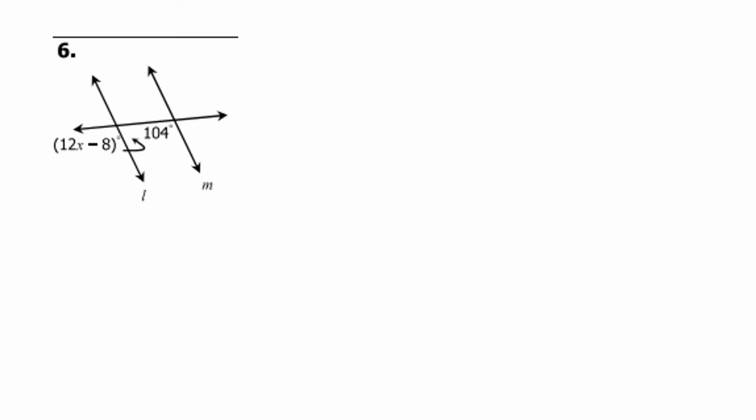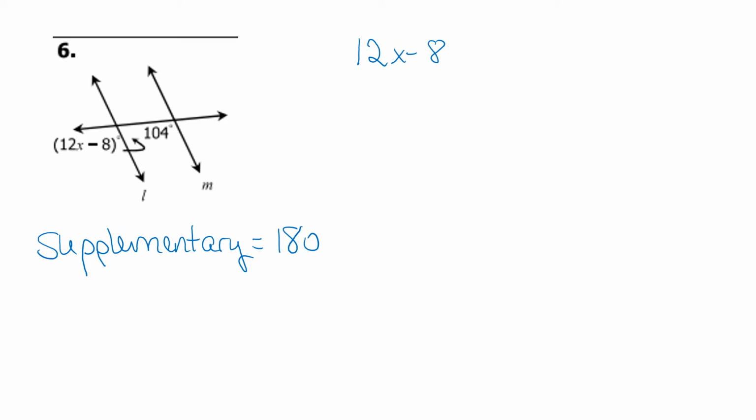Number 6. These angles are both on the inside of the parallel lines. One of them is obtuse, one of them is acute, which means these are supplementary angles. And supplementary angles equal 180 degrees. So we're going to need to add these two together to equal the 180. So 12x minus 8 plus the 104 equals 180.